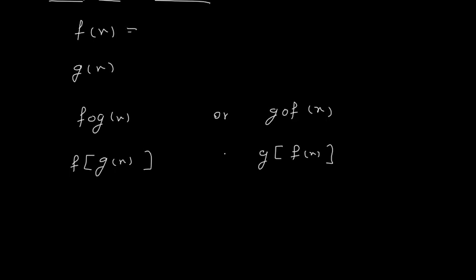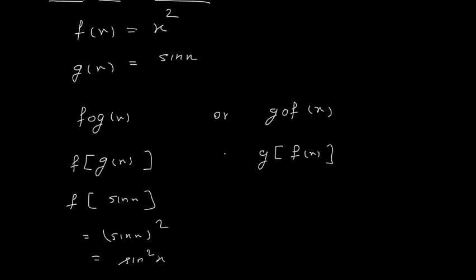Here, if I take an example, say f(x) is the x square function and g(x) is say the sin x function. So when I say f of g(x), that is f of g of x, this is f of, now in place of g(x) I will put sin x, and as f(x) is x square, this f of sin x will become sin x the whole square, that is sin square x. So sin square x is a composite function.